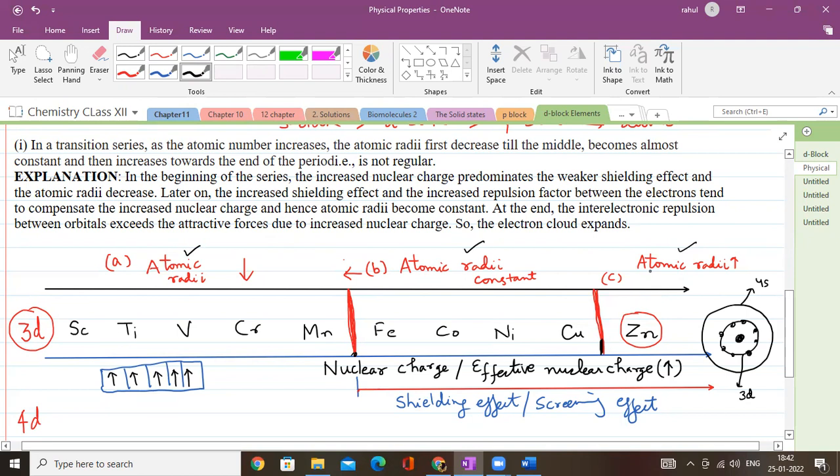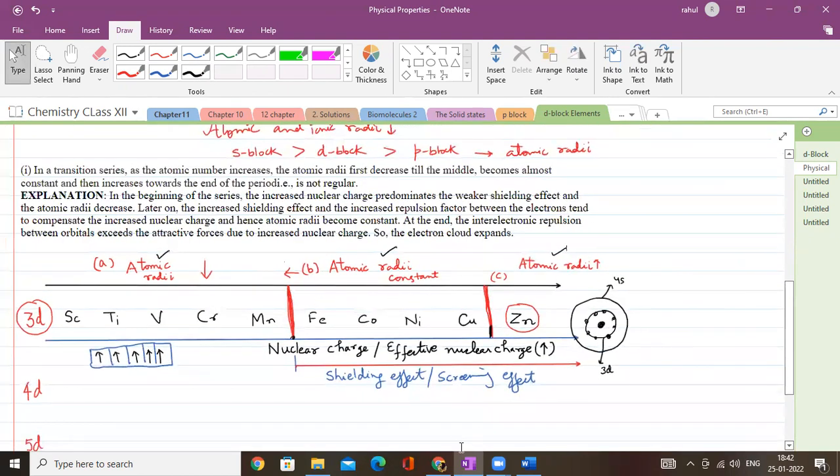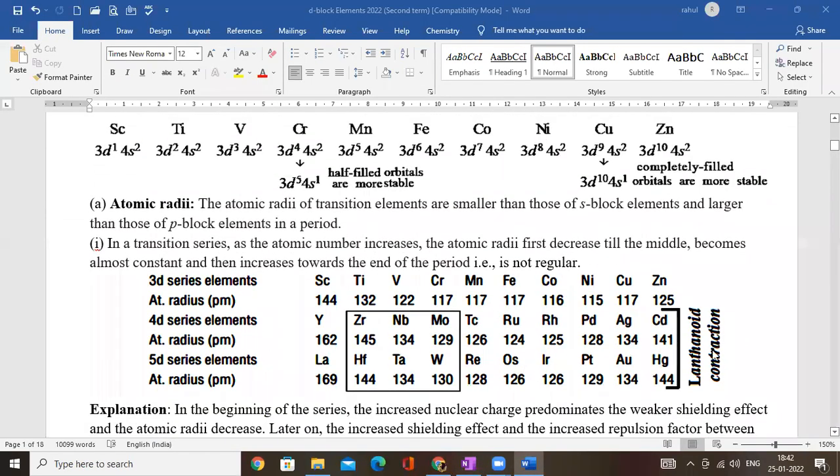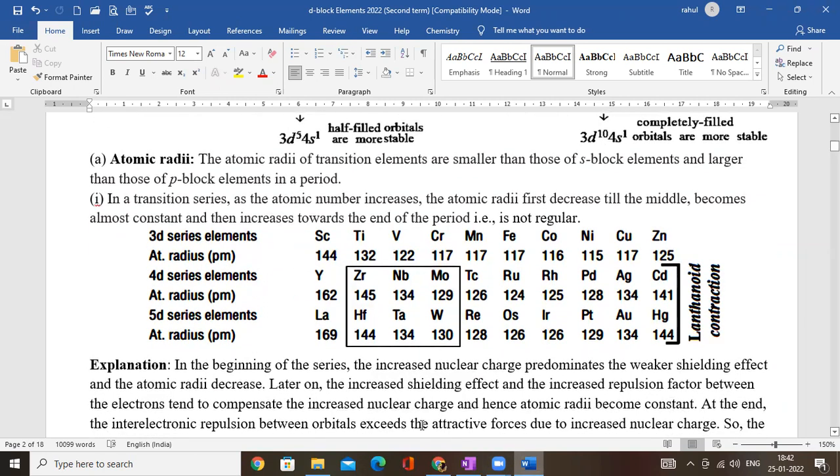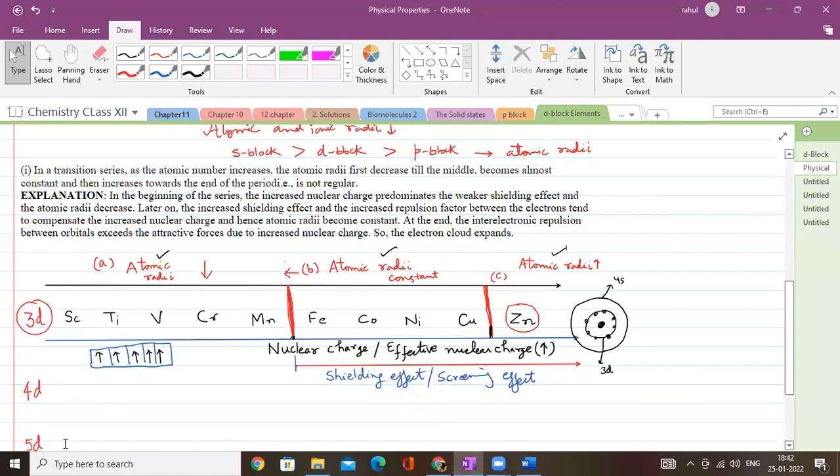So now we will take up the concept of why exactly it happened. If you see, I have written here the atomic radii of transition elements are smaller than that of S and larger than that of the P block elements in a period. The first trend is in a transition series, as the atomic number increases, the atomic radii first decreases till the middle, becomes almost constant, and then increases towards the end of the period. Of course, that is not regular. Now, the point is why. This I have to discuss now.